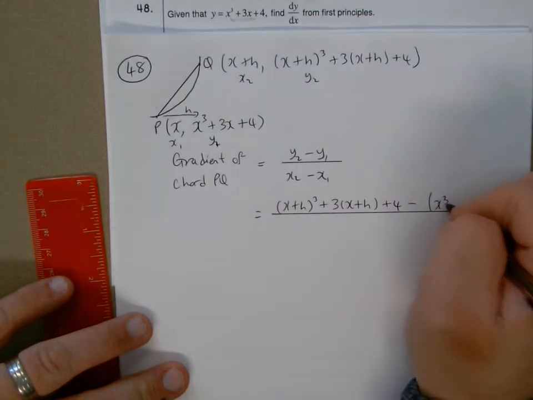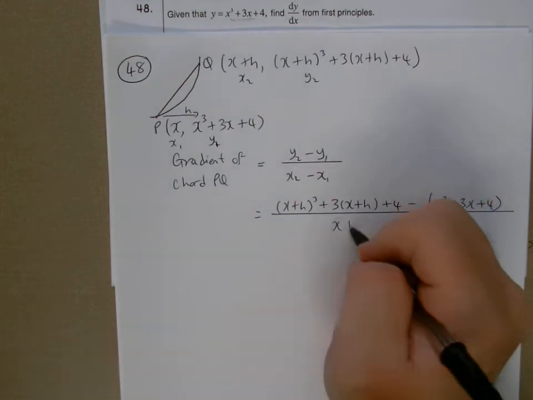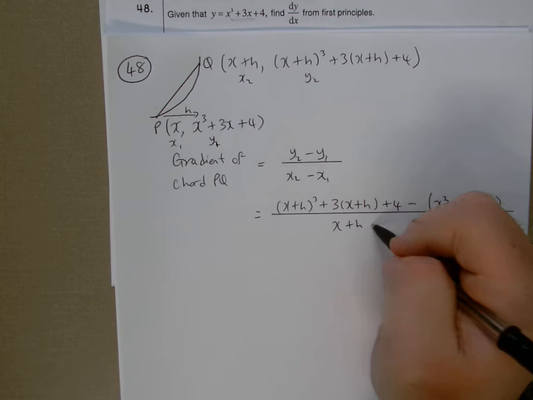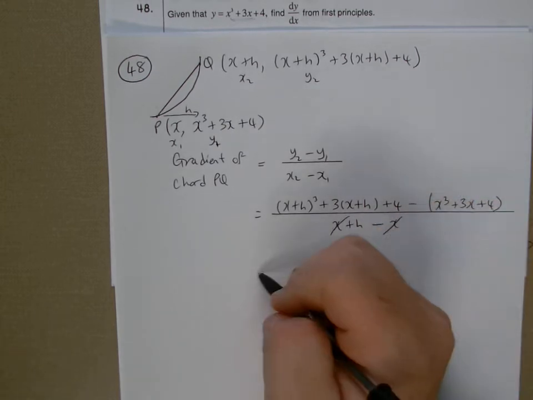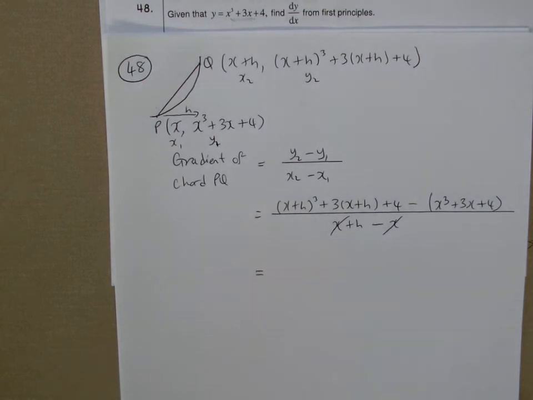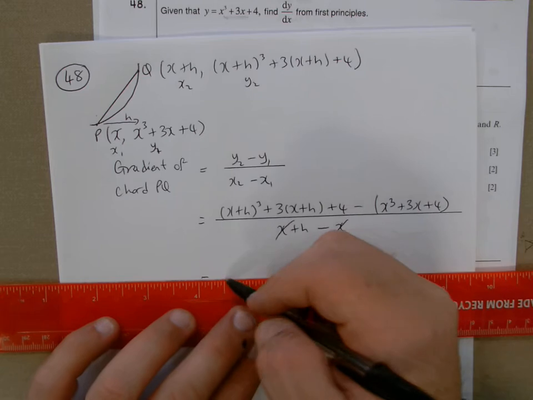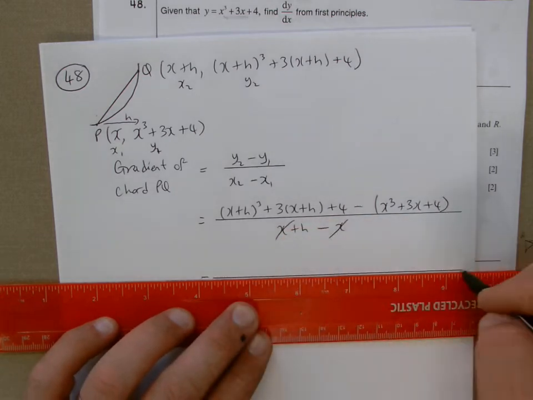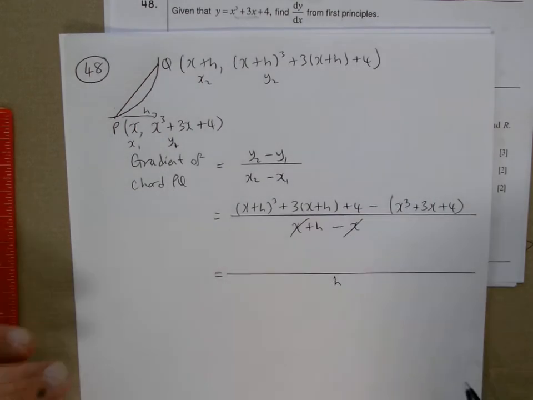Now, because I'm taking it away, don't forget to put it in a bracket, just to show I'm taking away all of y1. On the bottom then, x2 is x plus h, take away x1, which is x, and as always happens, the x's cancel, you're just left with h. So what I'm going to need to do here is expand the (x plus h) all cubed.